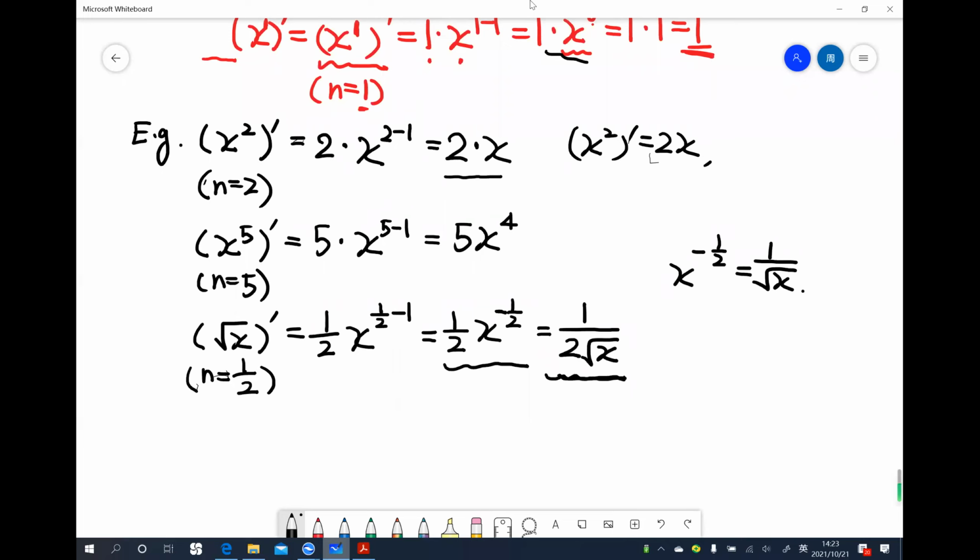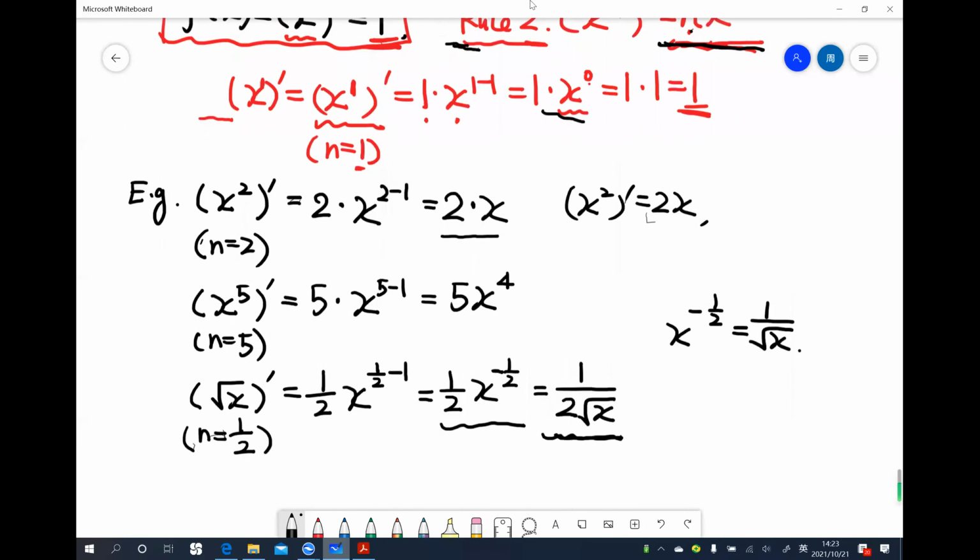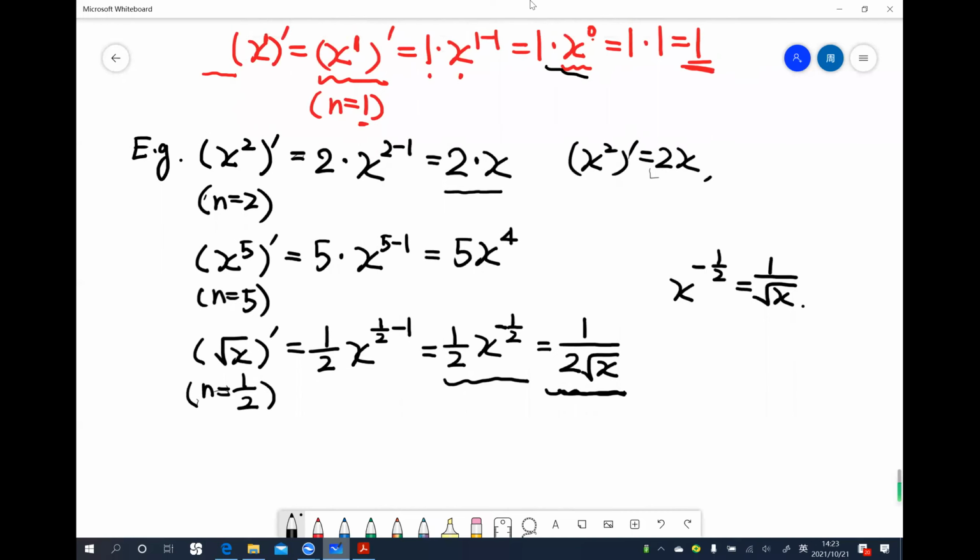Can you understand, guys? No, Lordship, please repeat again, I cannot understand. Which one can you not understand? Here, we use the power rule. I think you can remember the power rule, right? That is x power n prime equals to n x power n minus 1. Here, square root of x is x power 1 by 2.